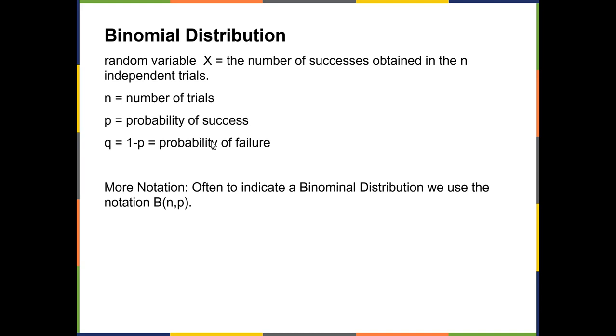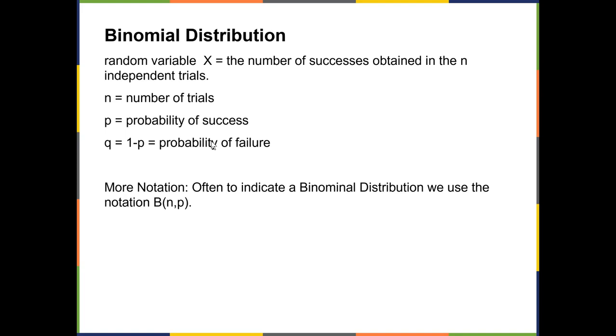Let's talk about the notation just a little bit. Remember, the binomial distribution is going to be a distribution on a random variable. We use capital X. And in this case, X is going to be the number of successes obtained in N trials. That's always going to be X for the binomial distribution. Again, N is the number of trials, P is the probability of success, and Q equals 1 minus P, the complement of success, which is failure.